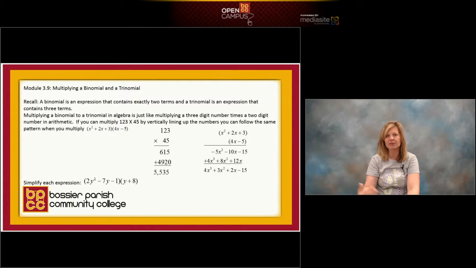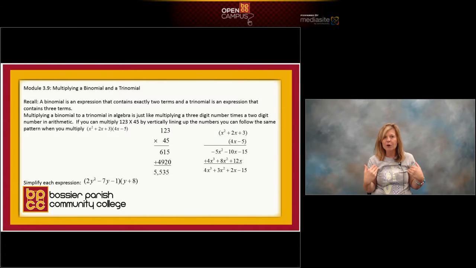4x times positive 3 is positive 12x. 4x times positive 2x would be positive 8x squared, because till the day you die, x times x is x squared. I would do the 4x times the x squared. 4x times x squared. Well, 4 times 1 is 4, and x times x squared would give me x cubed. So that's where I get my 4x cubed.